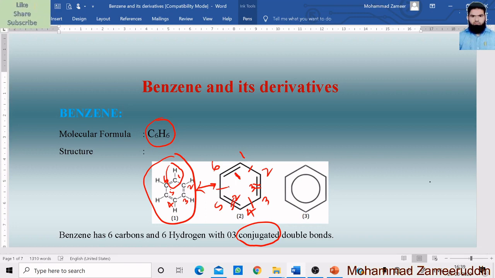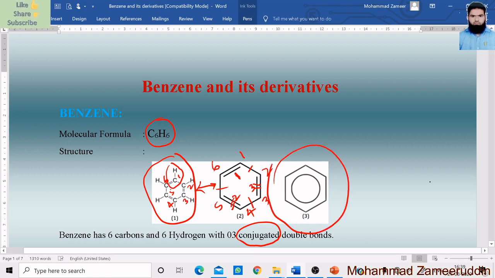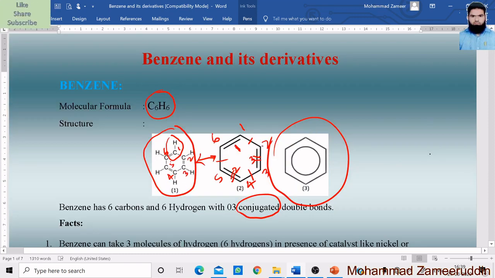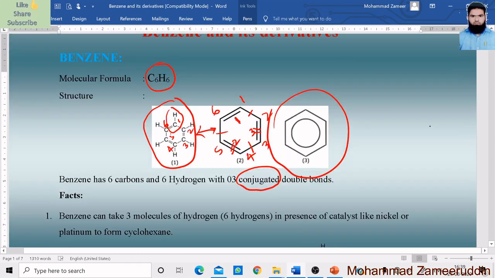Now generally we can write the benzene structure in this form also, where we draw one circle inside the ring. So this is the benzene structure that we have seen. Now, we have to see how this structure came into existence, or what are the different proofs by which we conclude that benzene exists in this structure.